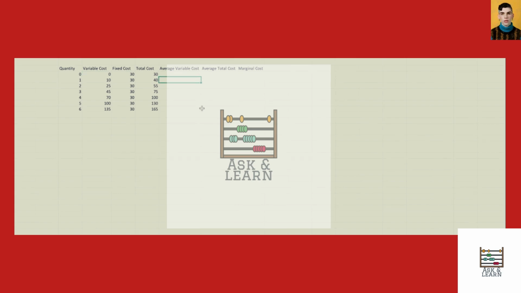The average variable cost is simply going to be the variable cost divided by the quantity. The first one will be blank because we can't divide by 0. However, we can do variable cost divided by quantity here, and we get 10. And similarly for the rest of them, right? For example, 45 divided by 3 will be 15. If we do this row, 100 divided by 5 will be 20.